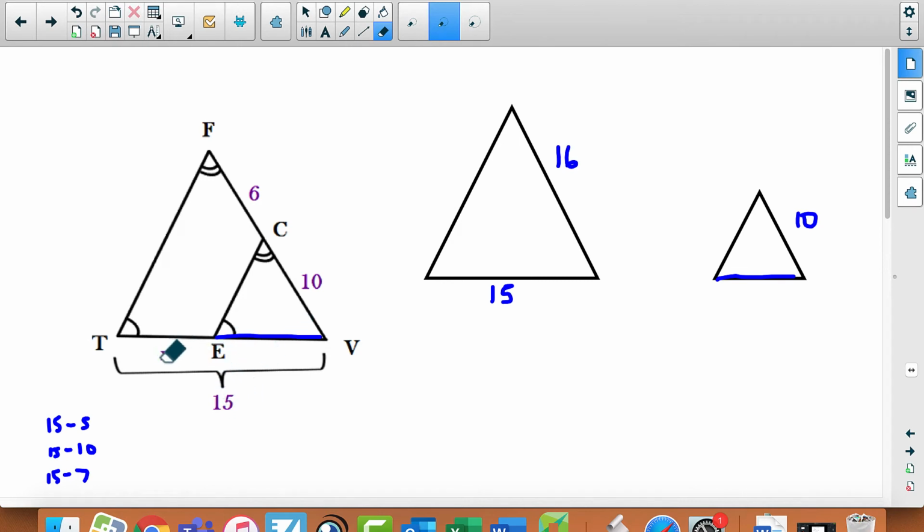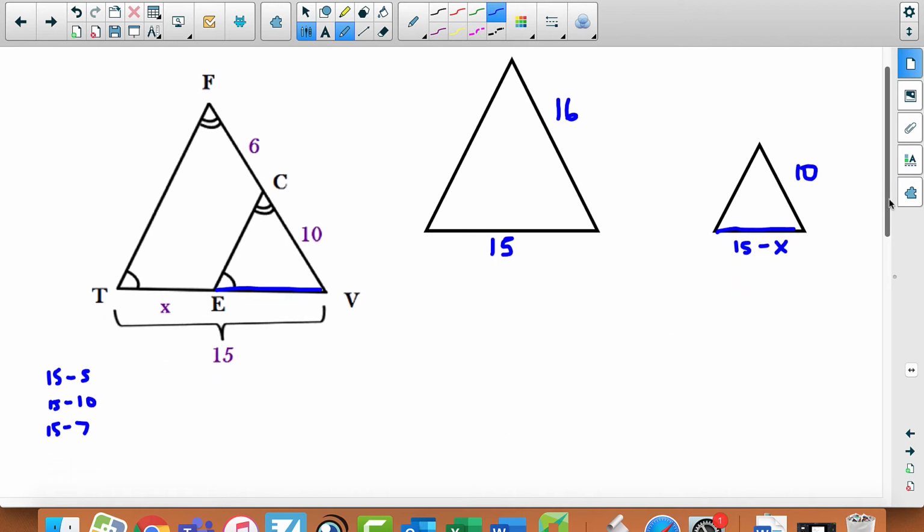Remember, we always subtracted that amount, whether it was 5 or 10 or 7 or x. So this amount right here would be 15 minus x. That's probably the hardest part of this question. 15 minus x right there. Okay, and we're trying to find out how much is x. So we can set up our ratio here.